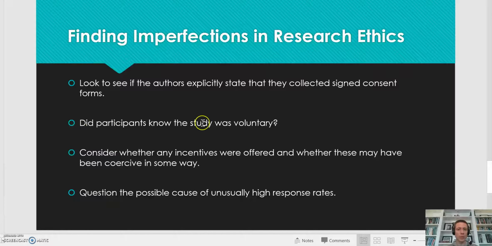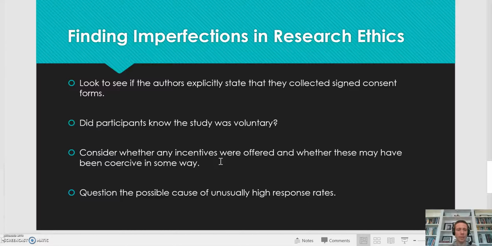Next, did the participants know the study was voluntary? For the most part, you're not going to really be able to know that. You might surmise that based upon who the researchers were as well as who the participants were. So if they were college students, you might potentially believe that maybe they were coerced into participating because their professor made them do it. But you're not going to definitely know the answer to that, but it's always something to be considered, as well as consider whether any incentives were offered and whether these may have been coercive in some way. I'll show you an example of one of those in a second.